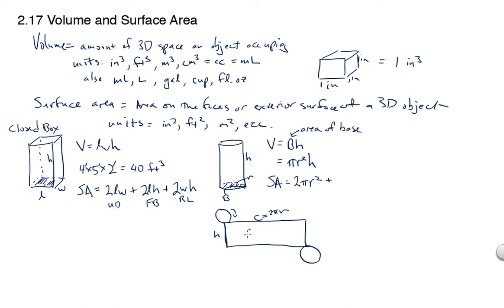So now we know this area is just 2 pi r times h. And that's the area of that entire cylinder. The next thing I want to talk about is a cone.